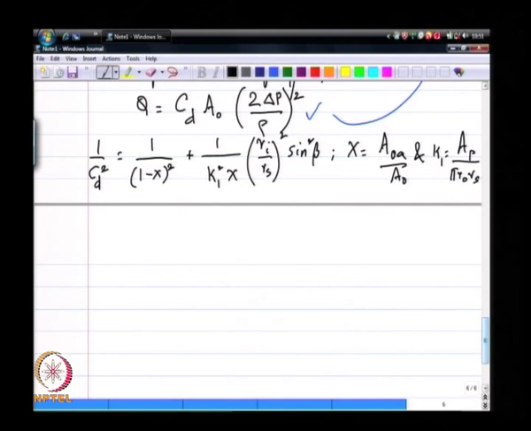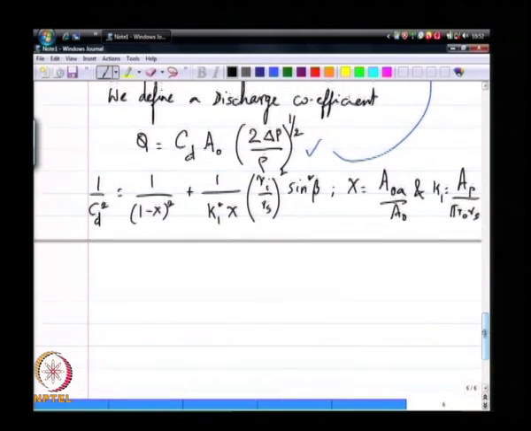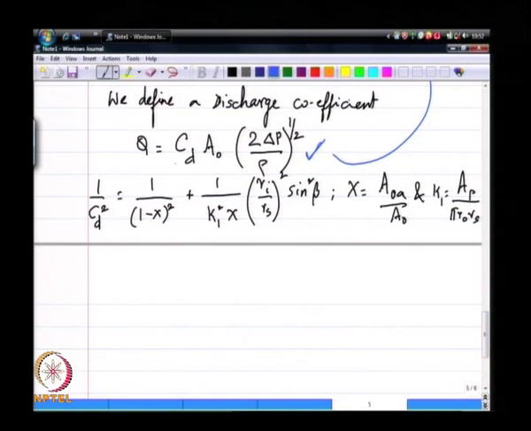So, I now have an equation relating C D to X, and I also have K 1. Now, K 1 is what I am after. K 1 is something I need to get a value for before I can design. C D is something that I may actually know apart from A 0. So, if I assume an A 0, if you look at this expression here one more time, I know C D, because Q and delta P are given to me in the form of constraints. I have a supply pressure and I have a flow rate I need to deliver. So, for a given A 0, I can find a C D.